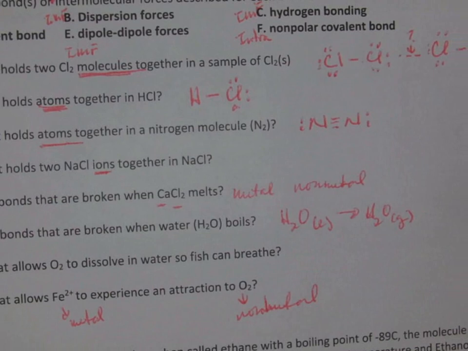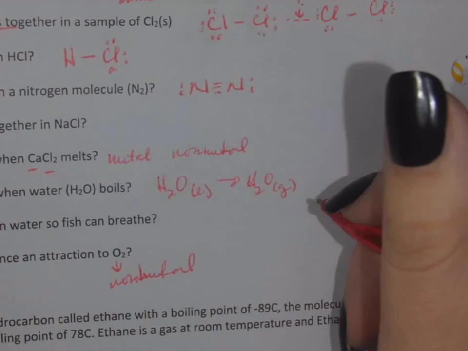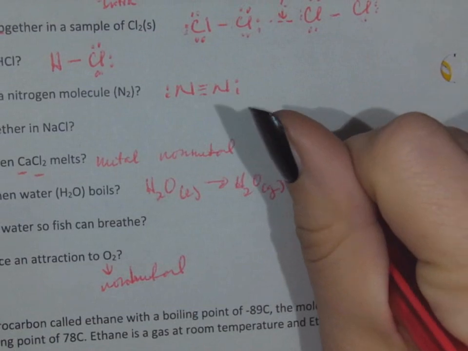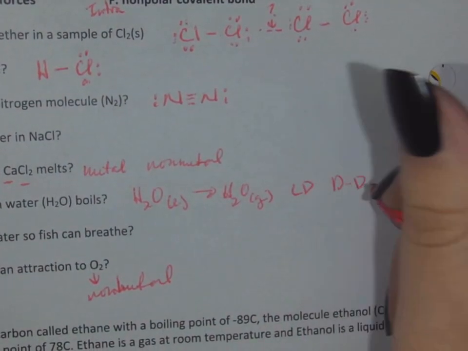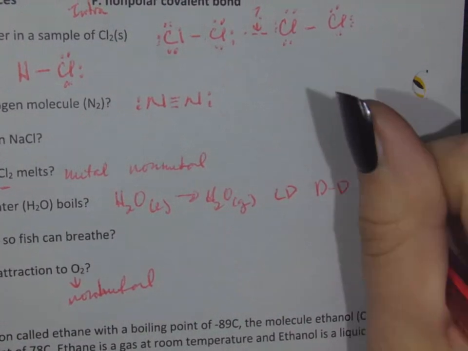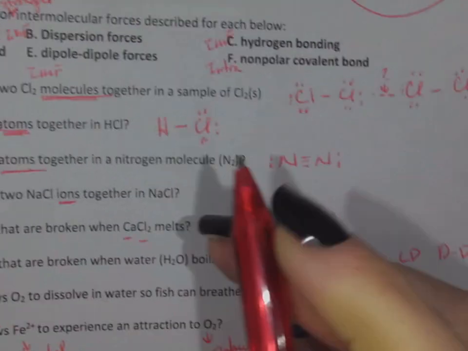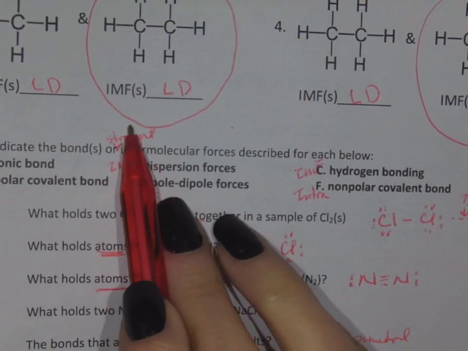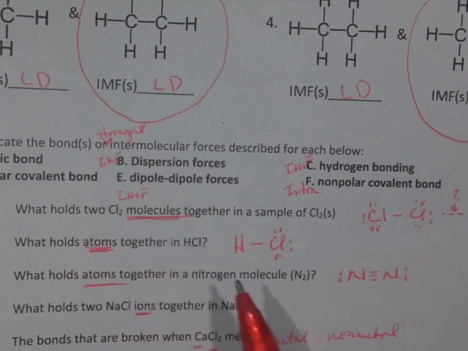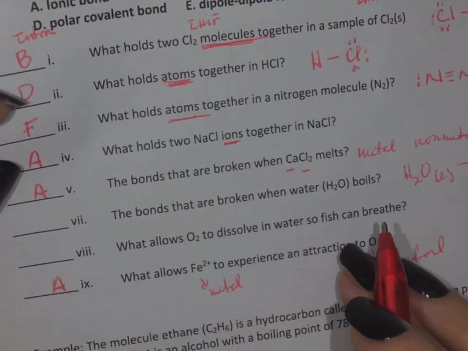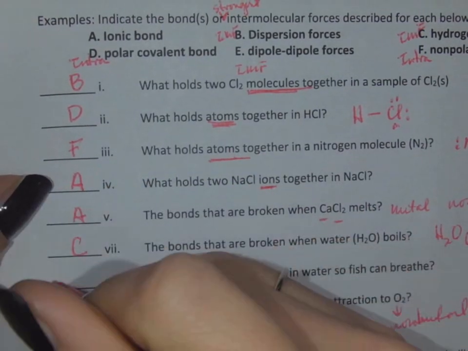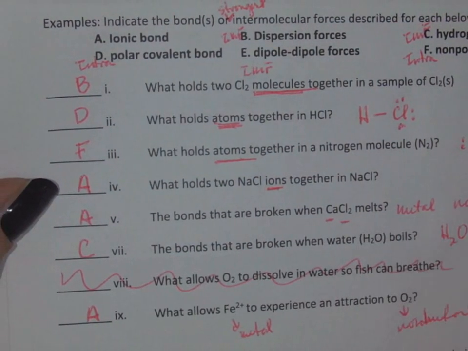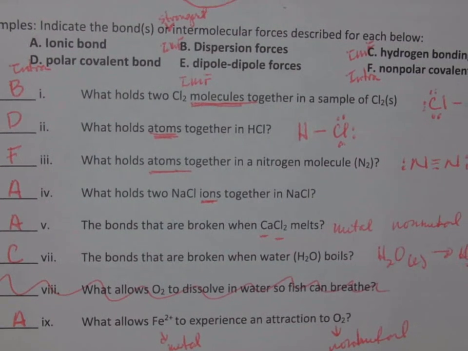So what are IMFs for water molecules? We've looked at this a few times now. We know that we have London dispersion because all molecules have London dispersion, dipole-dipole because it's a polar molecule, and hydrogen bonding. And I changed this so it says the strongest. So instead of listing all three of them, I'm just going to put hydrogen bonding. We'll skip this next one, and we don't have a question similar to that one on the quiz.